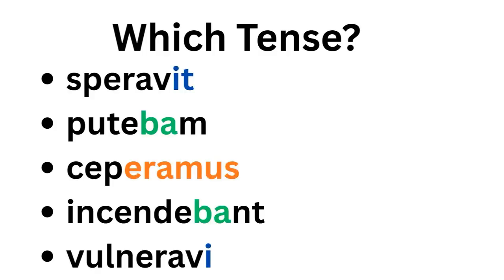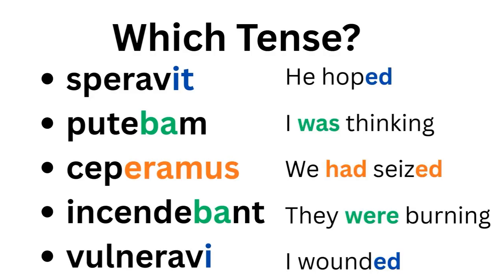Speravit has the it. Putabam has the ba. Ceperamus has the eram, eras, erat endings. Incendebant has the ba. And vulneravi has the isti, it endings. That means this is how they translate. Speravit, he hoped, it is perfect. Putabam, I was thinking, imperfect. Ceperamus, we had seized, pluperfect. Incendebant, they were burning, imperfect. And vulneravi, I wounded, perfect.